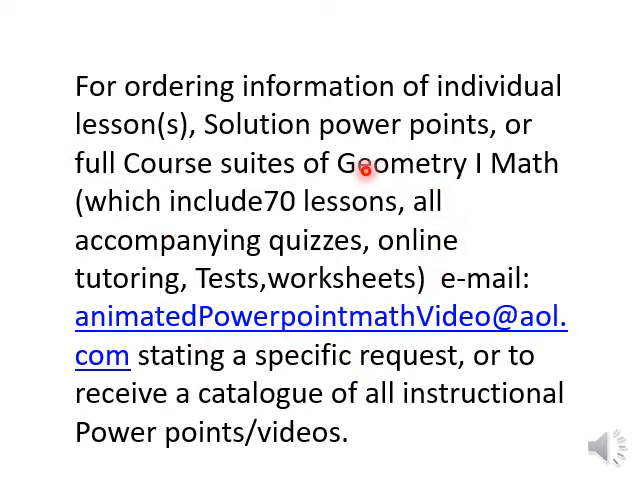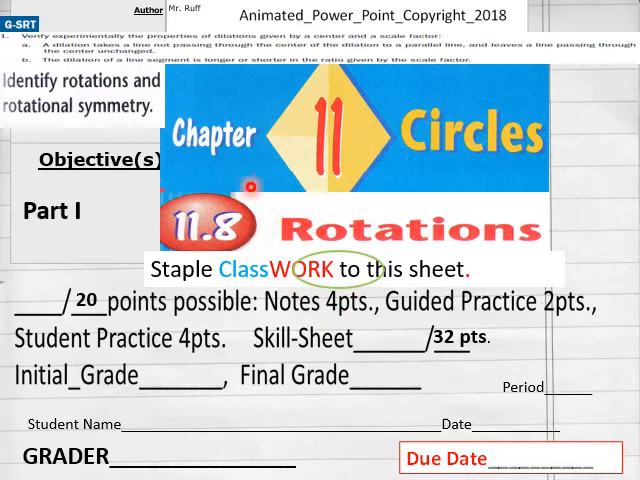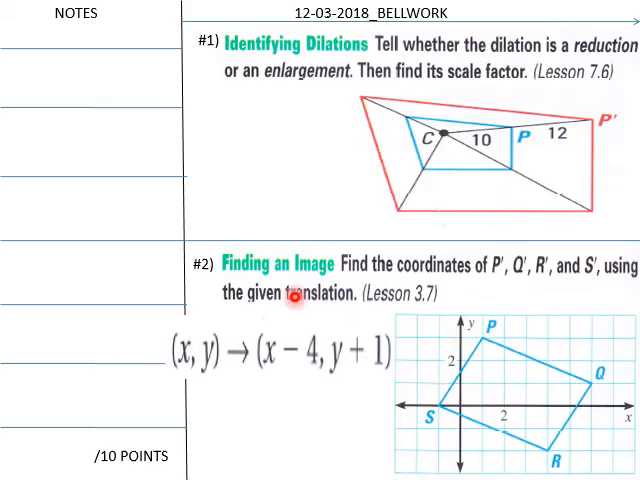Hello everybody, getting ready to do lesson 11.8 of Geometry 1 Math Part 1. 11.8 is rotations, and we have a class worksheet here of 32 points for you. And then we got 20 points worth of notes.